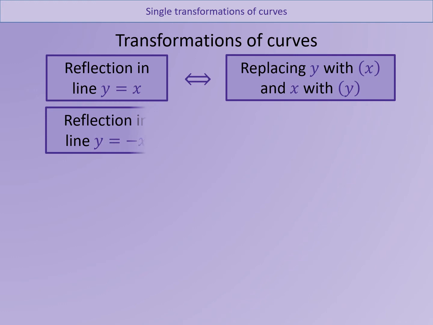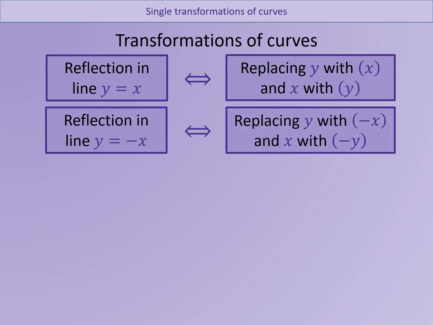A reflection in the line y equals minus x: I replace the y with minus x and the x with minus y. So remember to replace both of them with their negative values.